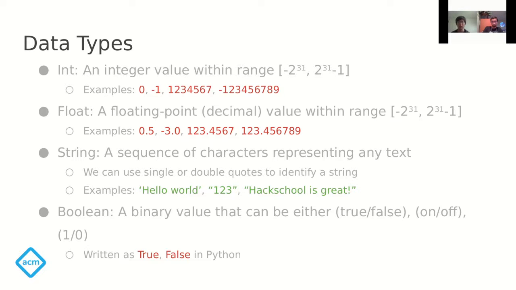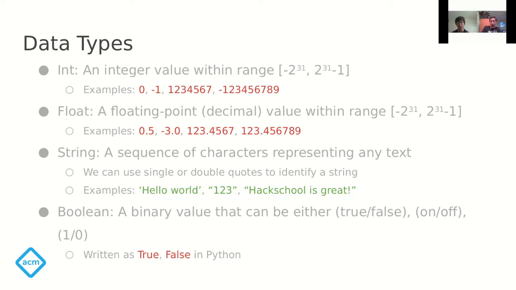We have ints, which is just your standard integer numbers, such as 0, 1, -1, anything in the range -2 to the 31 and 2 to the 31 minus 1. You also have your float variables, which are basically decimal values, like 0.5, -3.4, -3.0, anything that has a decimal point within the number.